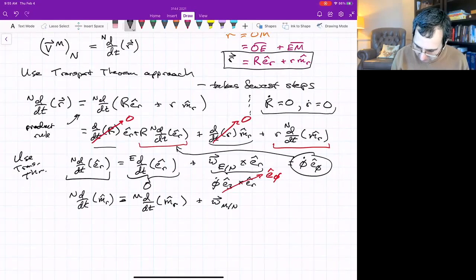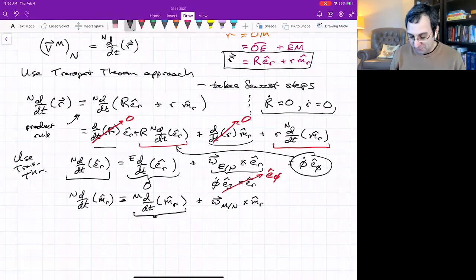omega m n cross mr. So I use the transport theorem with 2 different frames. And of course, here, the same thing applies as just above. The velocity, the derivative of an M frame unit vector with respect to the M frame is not changing, because as seen by that frame, that direction is not changing.